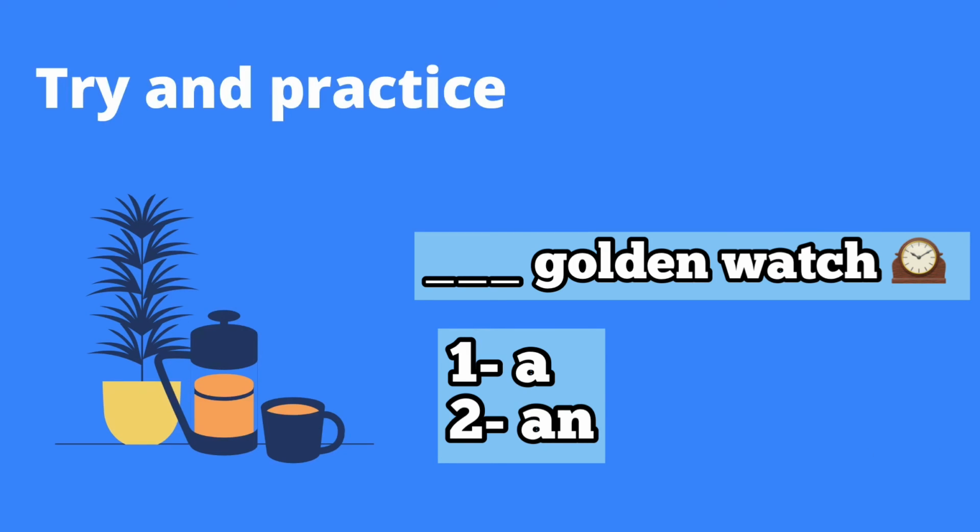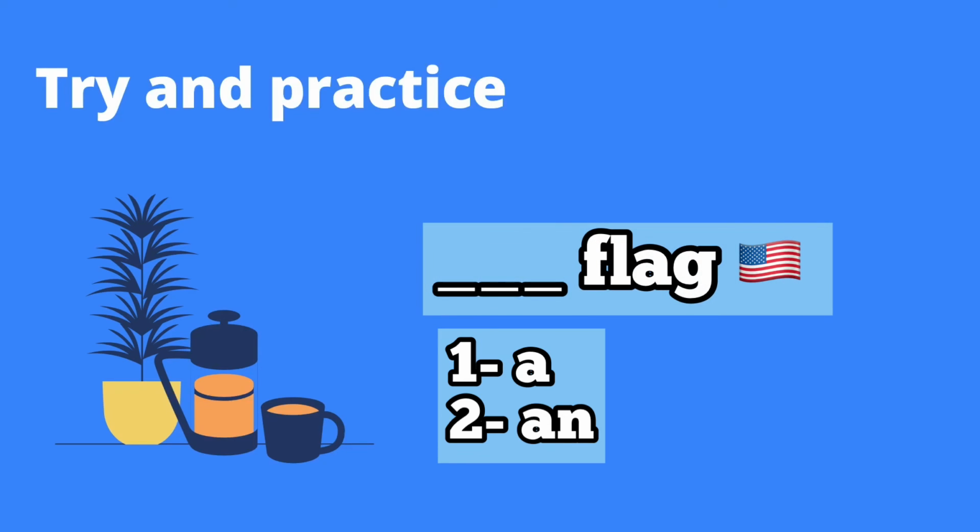Bravo! You are getting better and better. The word golden starts with a consonant sound, so we have to say a golden watch. And the word number 4, we have flag. Great! The word flag starts with a consonant sound f, so we have to say a flag.